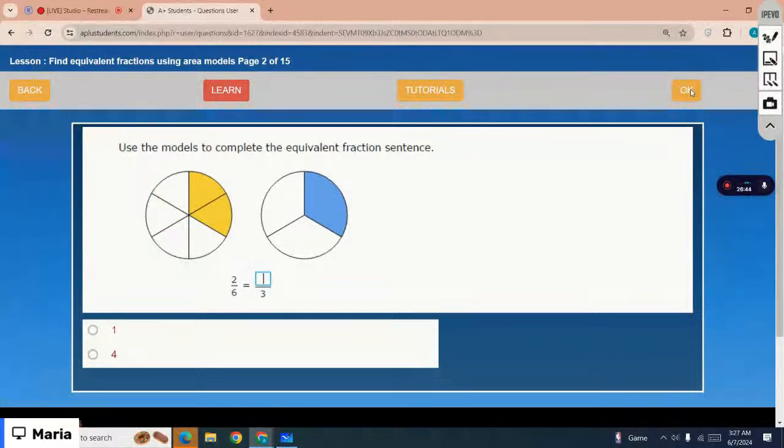The correct option is 1 out of 3, right? The total portions are 3. Only one of them is colored. So that would be 1 out of 3.